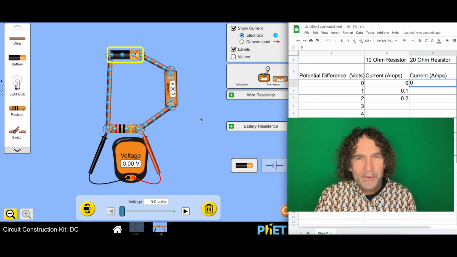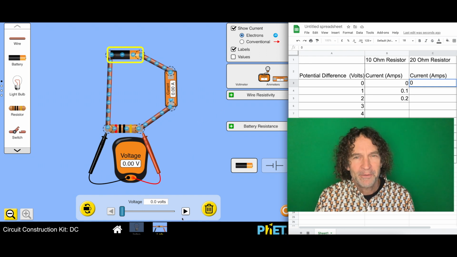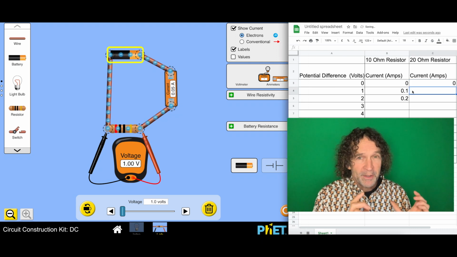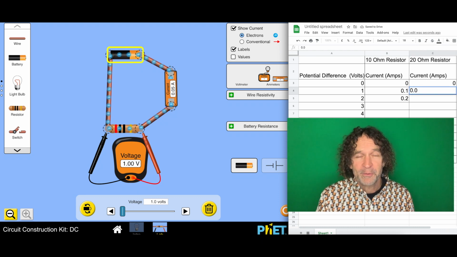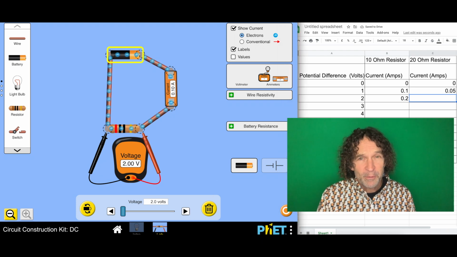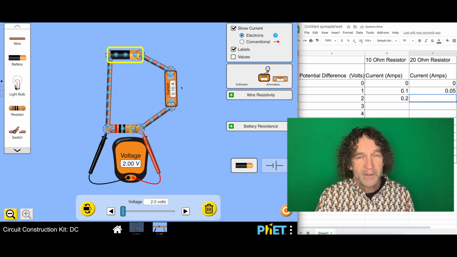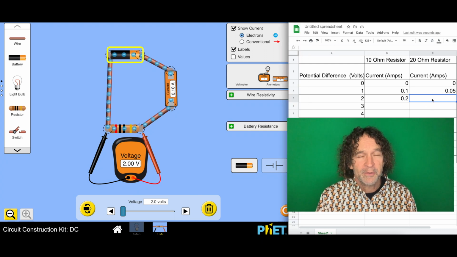Now, the most important thing about this is not carrying out the investigation. The most important thing is, what can we learn from it? What patterns can you see? What happens when I double the electromotive force across a resistor? Does the current also double? What happens if I double the resistance to the current? Is it easier to push a current through a higher resistance, or is it harder?